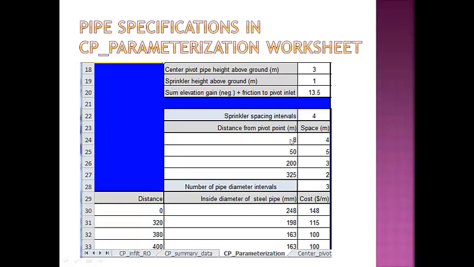Up to 8 meters from the pivot, they're 4 meters apart. After 50, they're 5 meters apart. After 200, they're 3 meters apart. And after 325, they're 2 meters apart.